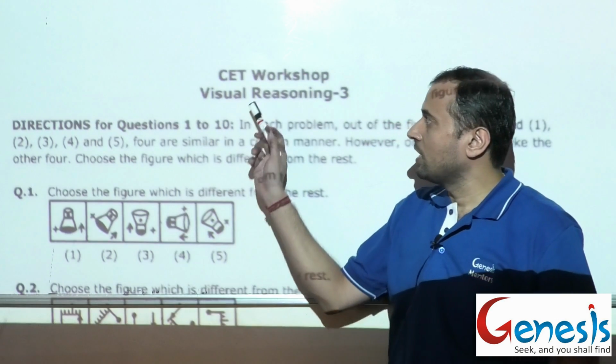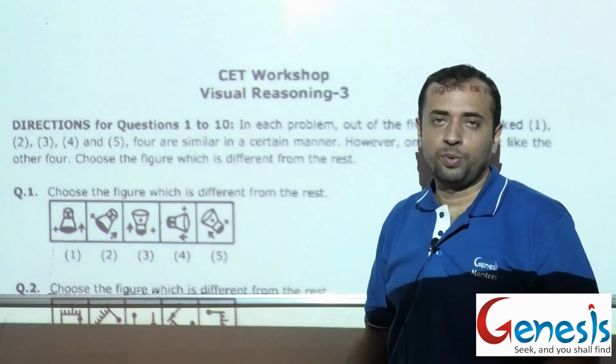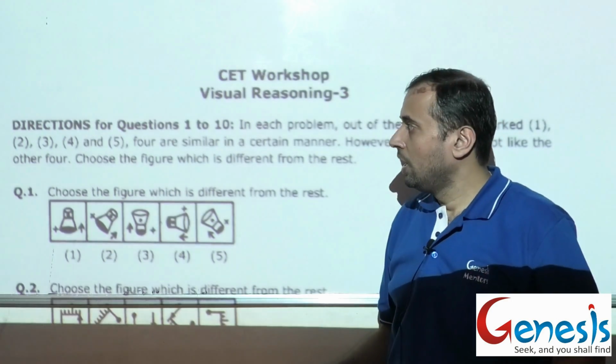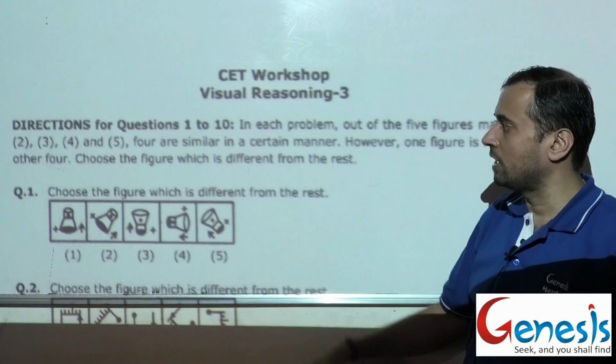Now as you can see, this is a CET workshop visual reasoning 3. So here we would be having a new set of 10 questions which are based on different directions. So let's first talk about the directions for question number 1 to 10 for this workshop.